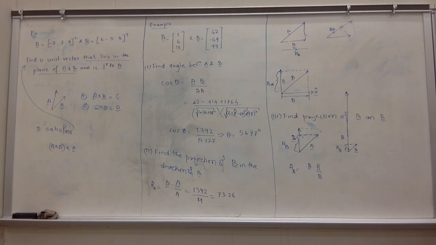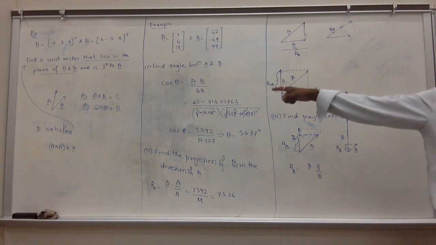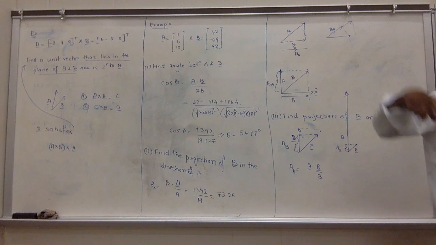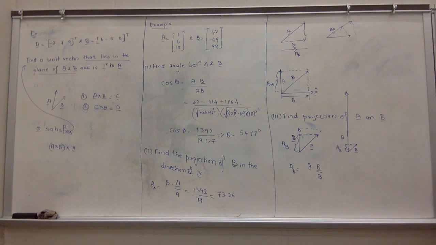And the red one would be C, correct? So C is A cross B. It cannot be B cross A. It always has to be A cross B. And I don't need this because we are not interested in B. Now I am interested in the vector which is in the plane of AB and perpendicular to A. So that's B.